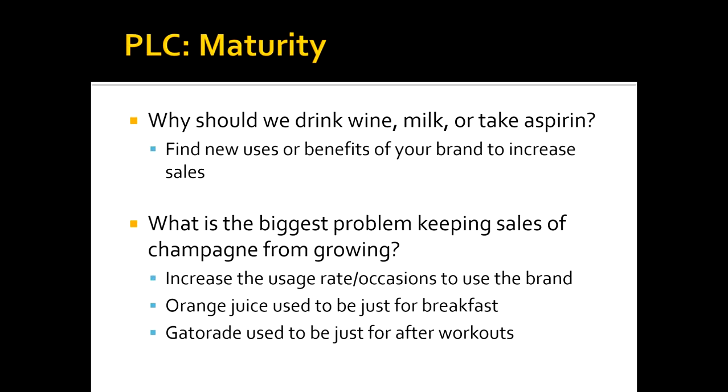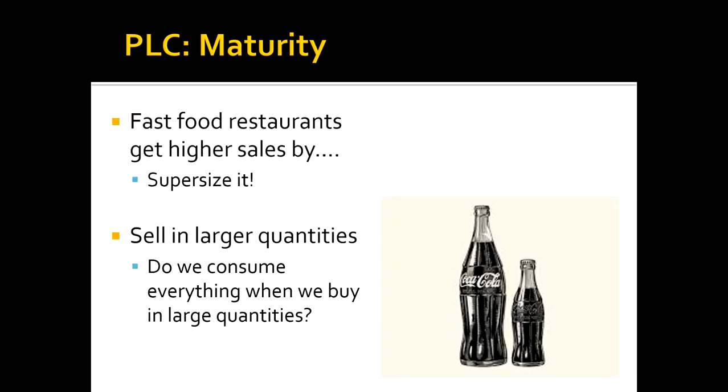Then the orange growers got together and marketed orange juice as an any time of the day drink. Take Gatorade. Gatorade started off as a drink that you take after exercising to replace electrolytes. Now you can drink Gatorade anytime: pre-workout, during your workout, afterwards, and socially. So Gatorade, which is owned by Pepsi, has done a wonderful job increasing the situations or occasions that you can use Gatorade. Fast food restaurants get greater sales by supersizing. Sell things in larger quantities. The old Coke bottle was 8 ounces and 12 ounces. When you buy a soda or tea or juice in a convenience store, it's 20 or 24 ounces. People don't drink all that, but they buy all of that. So sell it in larger quantities to increase your sales.